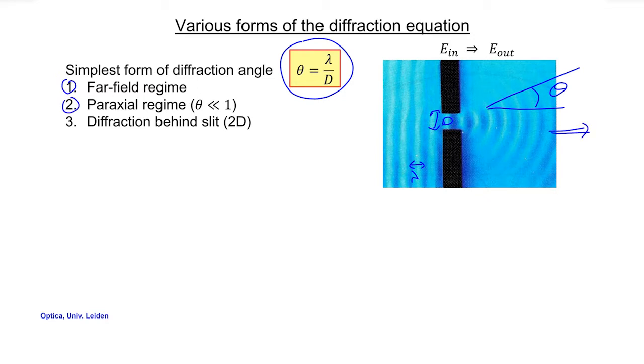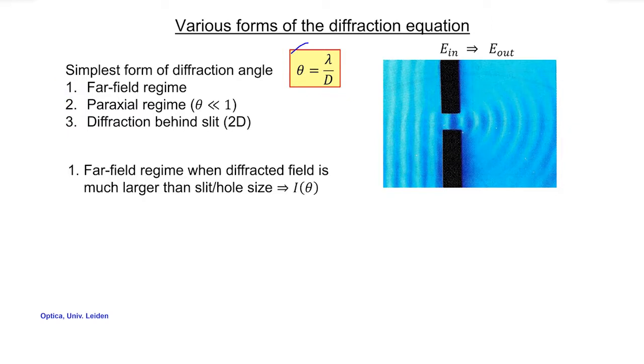Second, the angles in the diffraction pattern have to be much smaller than 1. You have to be in the paraxial regime. And finally, this expression applies only to diffraction from a slit and not to diffraction from a circular hole, as we'll also consider during this lecture.